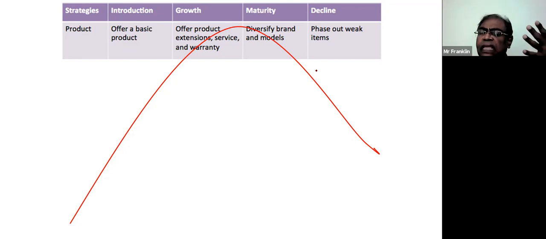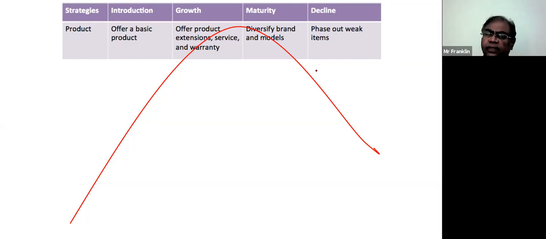Okay, 4 P's. Then if it's a service, you have another 3 P's. People, process, and one more thing. What is that? When you're offering a service to customers, there's another 3 P's: people make a difference, process, and also physical evidence. For example, if I'm going to stay in a hotel, is it a product or is it a service?